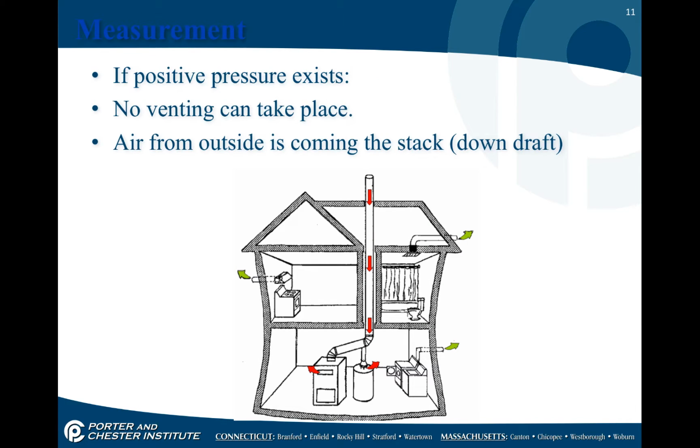If a positive pressure exists, no venting is taking place, and sometimes it gets bad enough that we start following the red arrows here, and we can actually pull air from the outside coming down the stack. What that does is pull the products of combustion like carbon monoxide and all the other gases into the space. It's a very dangerous condition. So one of the most important measurements you as a technician can take is to make sure that that chimney is in a negative draft.